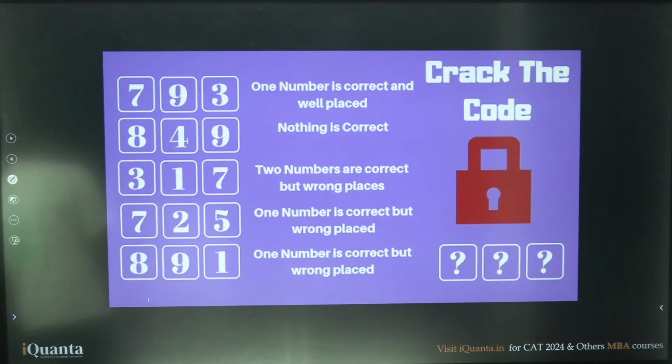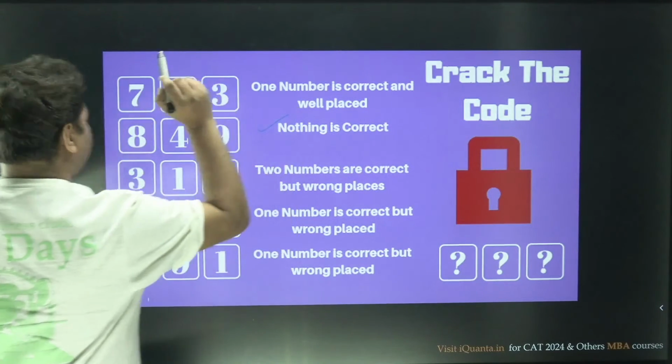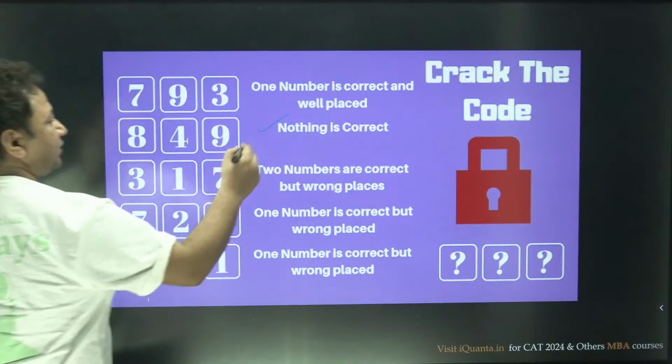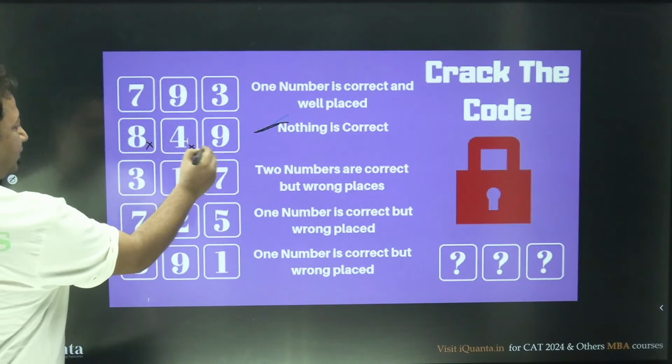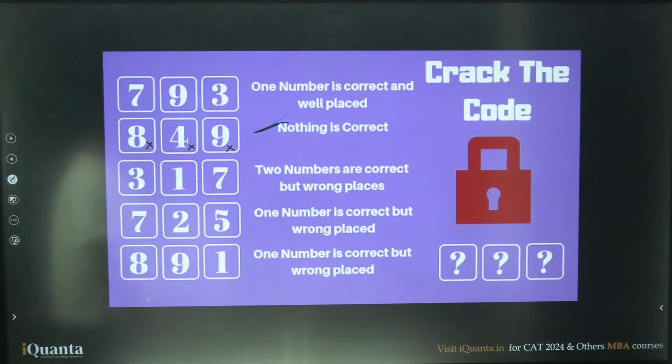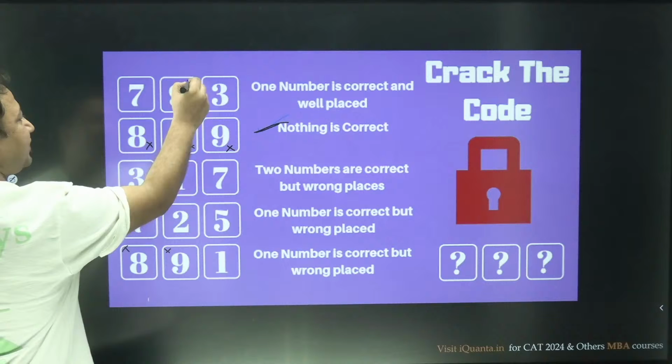LRDI, I think there's a lag. Second statement, very good. So let's pick the second statement. Nothing is correct. Now this means 8, 4, 9. So we will eliminate all the 8s, all the 4s, all the 9s. Very good. 8, 9 चला गया. कहीं और है क्या 8, 9? 9 यहाँ पे चला गया.